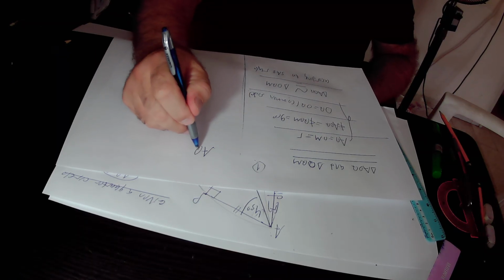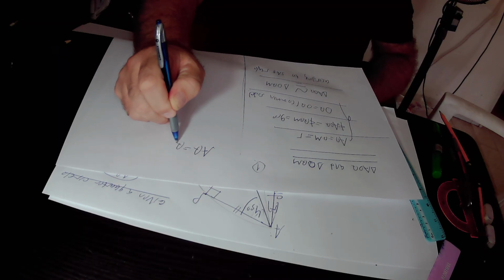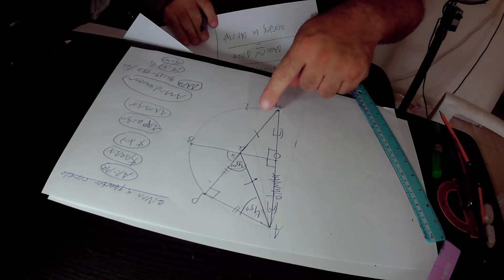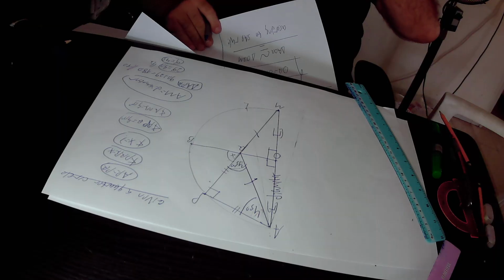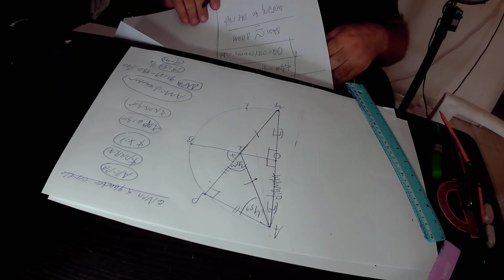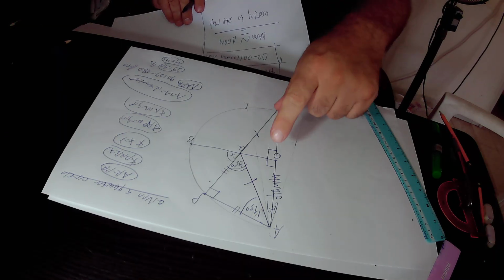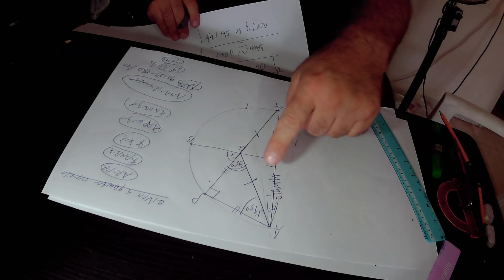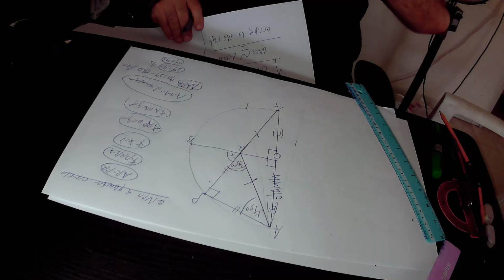AQ equals QM. Actually, AQ equals QM according to the rule that corresponding sides in congruent triangles are equal to each other. Those two triangles can go into each other, and therefore the two corresponding sides, that is to say AQ and QM, are also equal to each other.